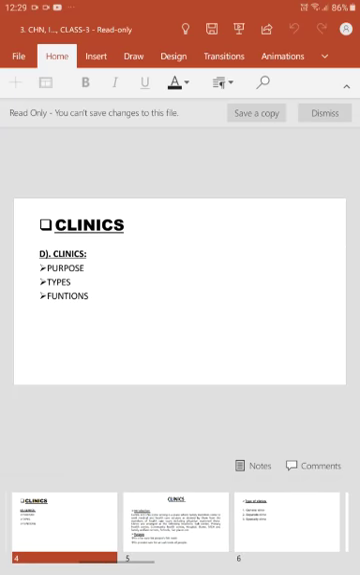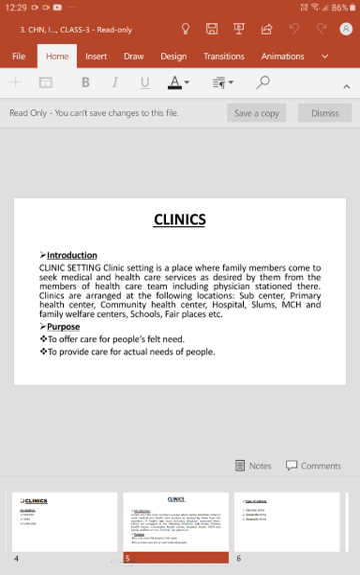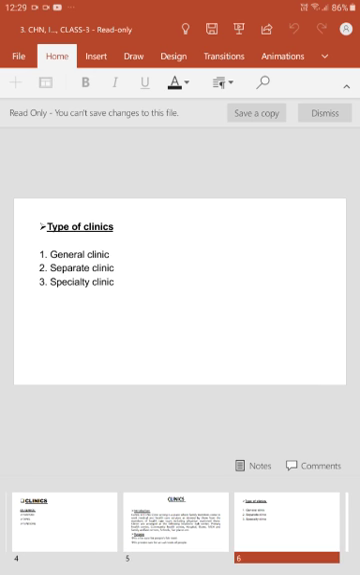So what does a clinic mean? A clinic is a setting, a place where family members come seeking medical health care services, who deserve the care. In the clinic there will be doctors as well as nurses. Usually in the community one clinic will be there, either of the type general, separate or specialty clinic.